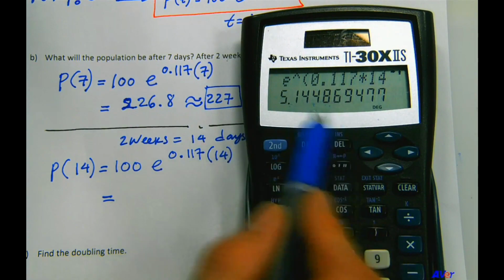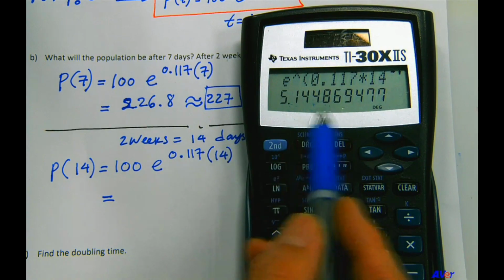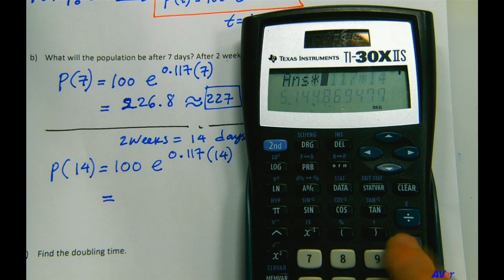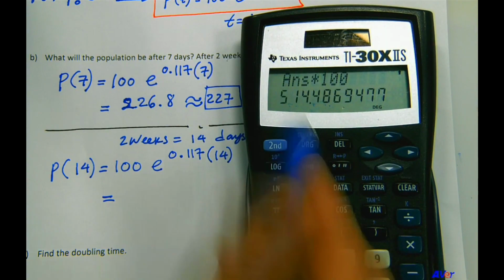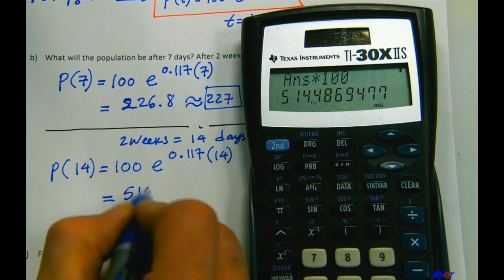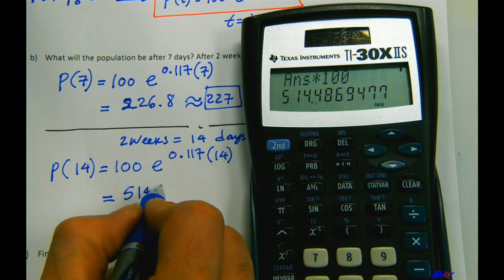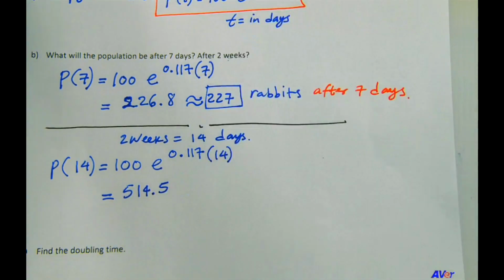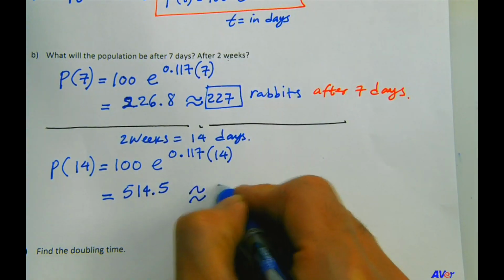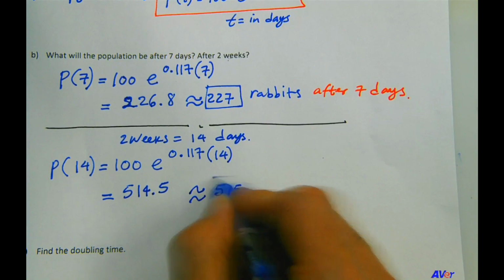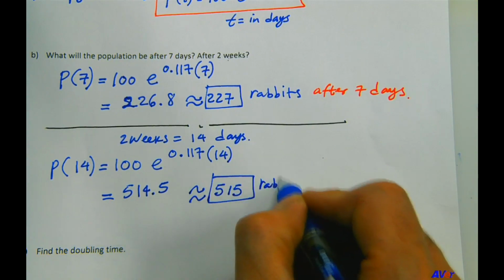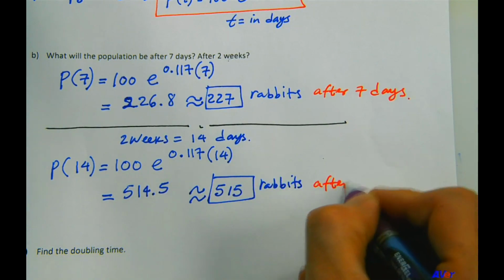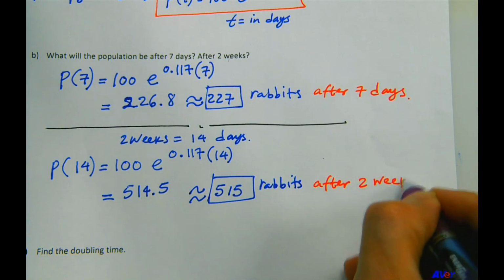Now, we don't even have to write this down. We can save time by multiplying what we have by 100. Okay, so let's do that. Times 100. There we have that. So 514.5, or roughly 515 rabbits after 2 weeks.